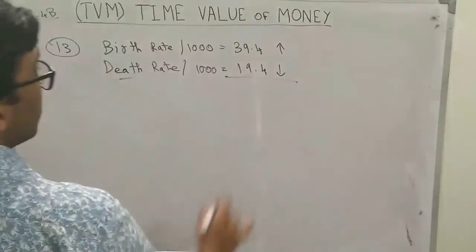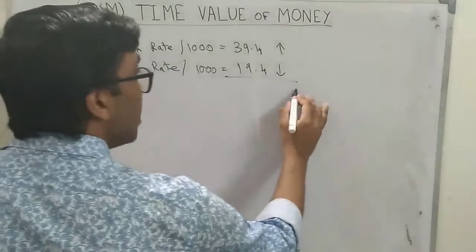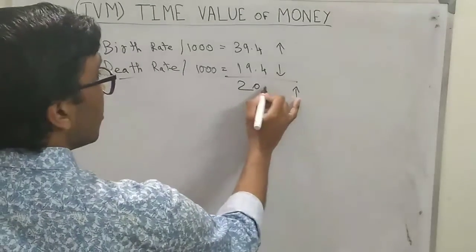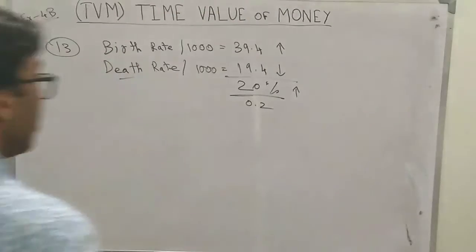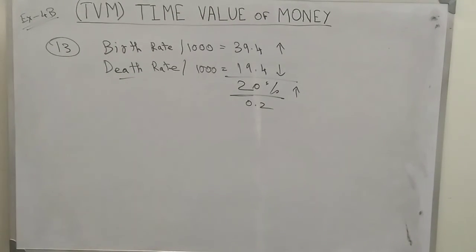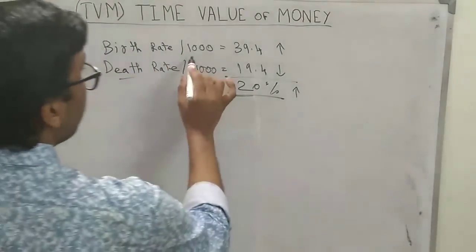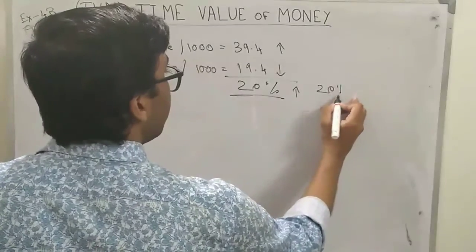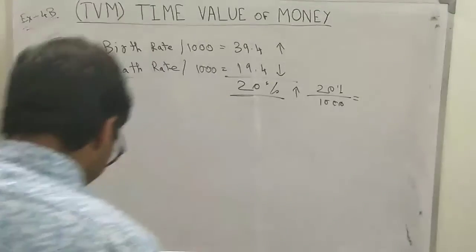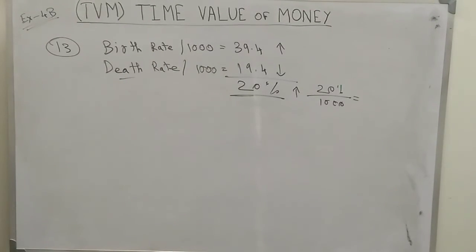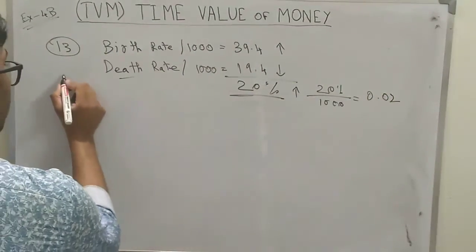But see, the increase in population is more than the decrease in population. That means there has been a net increase in population. How much is it? It is 20 per thousand. That means 20 by 1000, which is 0.02, and this will be our rate of interest, 0.02.